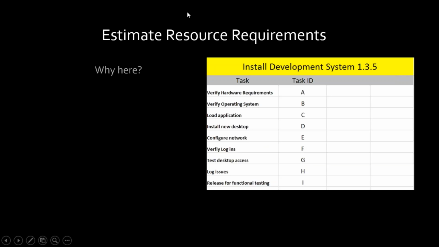So let's go ahead and do this. Why am I doing this here? Why am I estimating resource requirements when we're in time management? That's a good question, right? This is good, thought-provoking, okay? Kind of gives you an idea. Why would I be estimating resource requirements in the middle of time management?